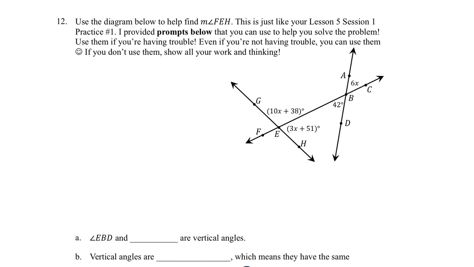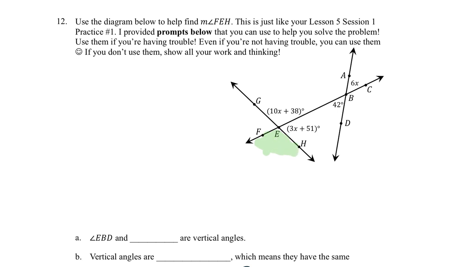If you think you can just do it without doing those prompts, you'll end up doing similar steps, but you can just use the diagram and solve the problem yourself. So I'm going to go ahead and use the prompt. If we're trying to find the measure of angle FEH, I don't really know anything about FEH right now. All I know is it's right here. This is the angle measure I'm trying to figure out.